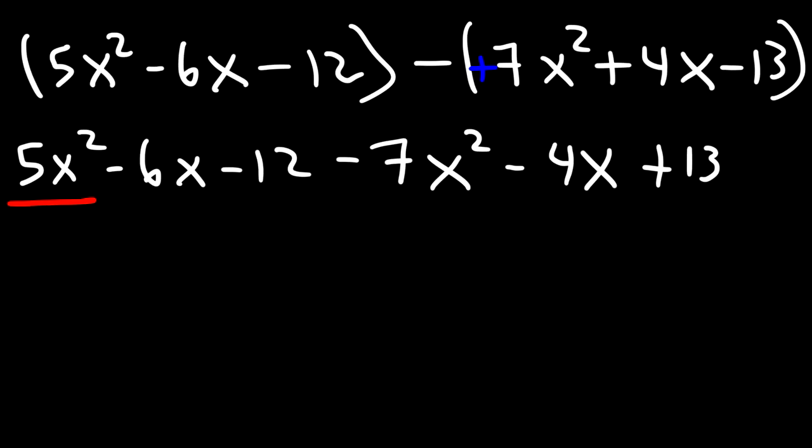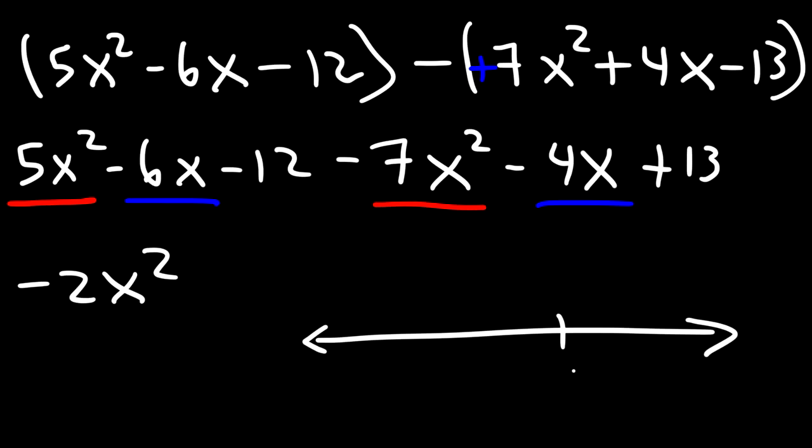Now let's go ahead and combine like terms. We can combine 5x squared minus 7x squared. 5 minus 7, that's going to be negative 2. So we're going to have negative 2x squared. Now the next two like terms are negative 6x and negative 4x. Negative 6x plus negative 4x. What is the answer? What is negative 6 minus 4?